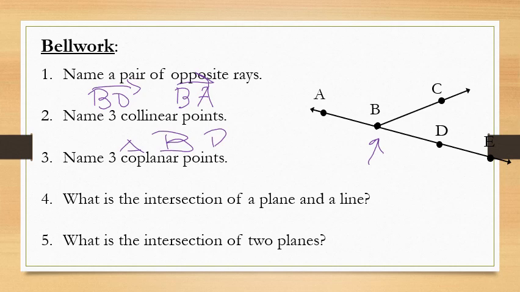So if we have a plane and a line, they will intersect at a point. And if we have 2 planes that intersect, such as the ceiling and the floor, those will intersect in a line.